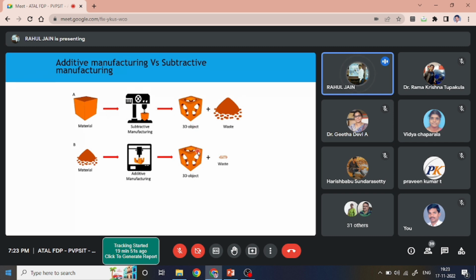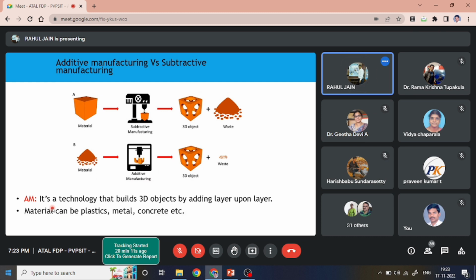manufacturing process, it can be done very easily and quickly with one third or maybe less than half of the cost. So those are the advantages of additive manufacturing process, right? Like I have already said, additive manufacturing is a technology that builds three-dimensional objects by adding one layer upon another layer, right? We keep on doing that, right?